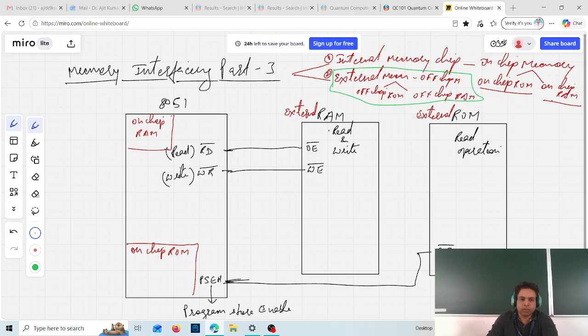First, try to understand that this ROM is also called program memory. This on-chip ROM is also called program memory. They are called program memory because they contain the program that we write. And this on-chip RAM is used to store data temporarily. One more thing, this is called program memory, and this external RAM is called data memory.